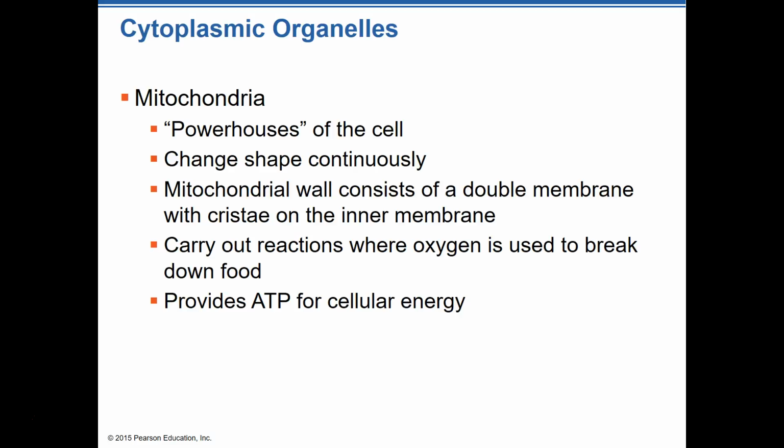It has a double membraned wall with what's called cristae on the inside of the membrane, and they carry out reactions where oxygen is used to break down food. Now, ATP is created within the mitochondria, and that ATP is what is used for cellular energy. The creation of ATP requires oxygen and glucose in order for that to be done in an efficient and effective way, and that's where that takes place.